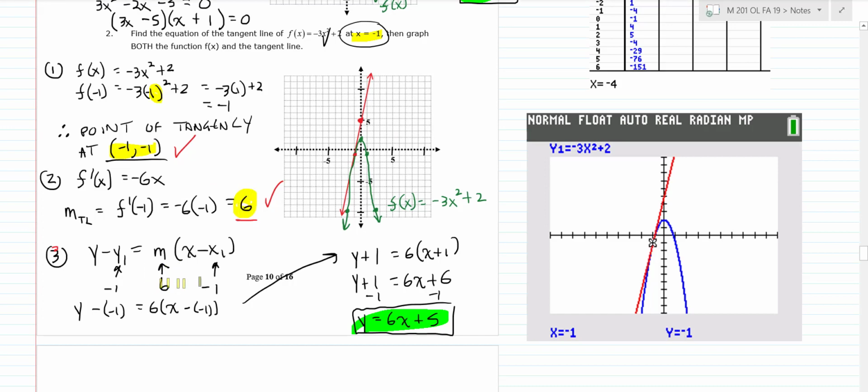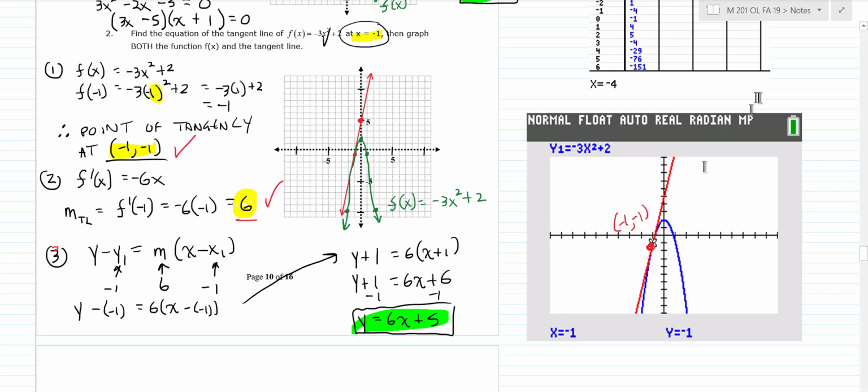Once you have those, you just plug into this point-slope formula and work that out. You get y equals 6x plus 5. Then the graph goes like this. This is my function, and here's my tangent line. Notice this point right here, (-1, -1), is the point of tangency. So you can tell visually that that looks correct.